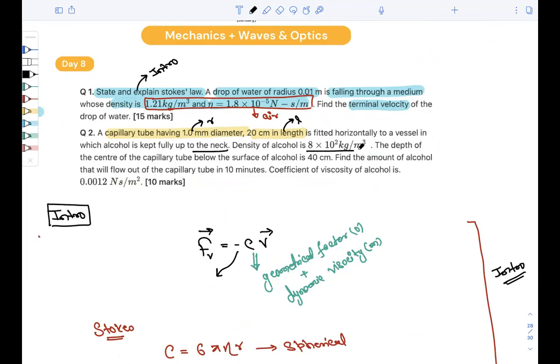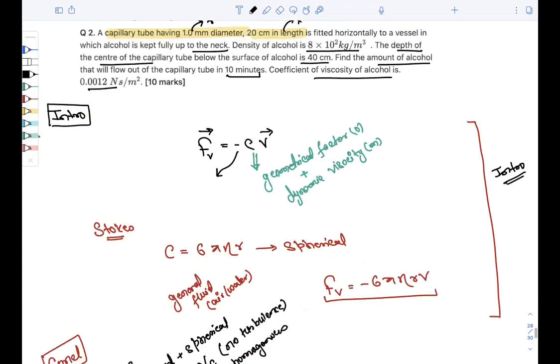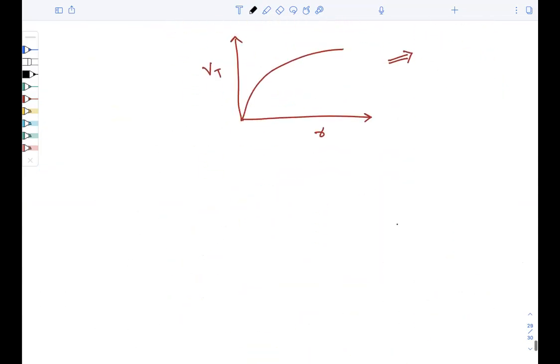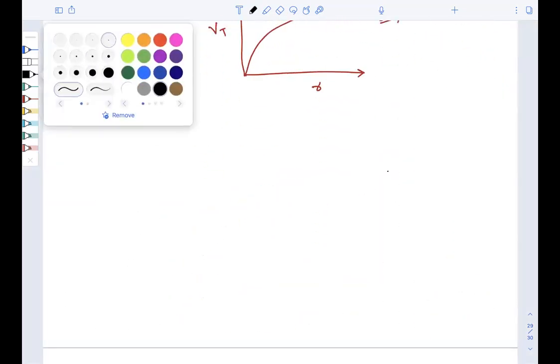The density of alcohol is given, 8 into 10 to the power something. So density of the alcohol is also given. The depth of the tube is 40 centimeter, so height is also given. Find the amount of alcohol that will flow out in 10 minutes. Coefficient of viscosity of alcohol is this. Viscosity is also given. Now, let's talk about the intro and the conclusion part.